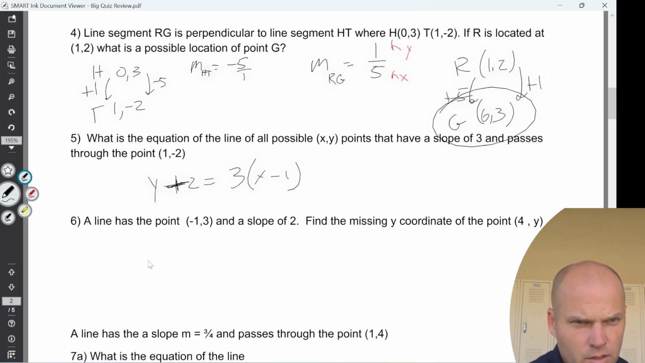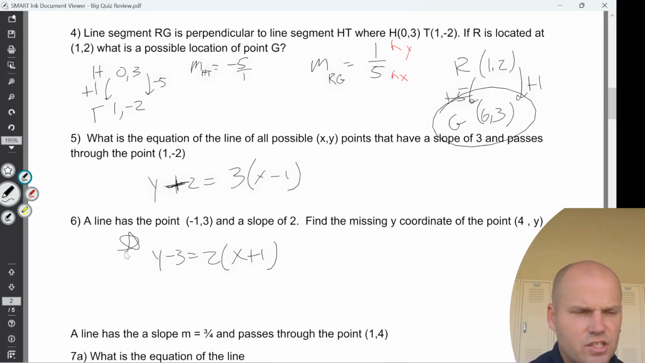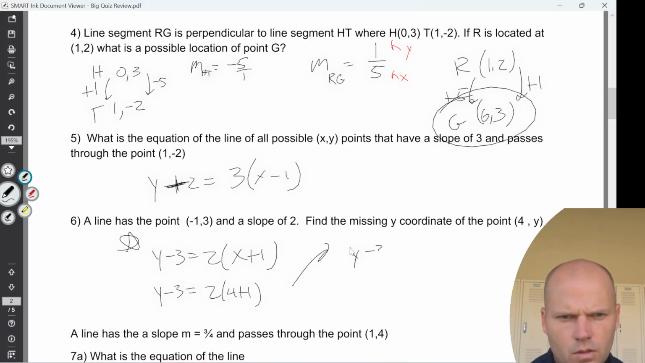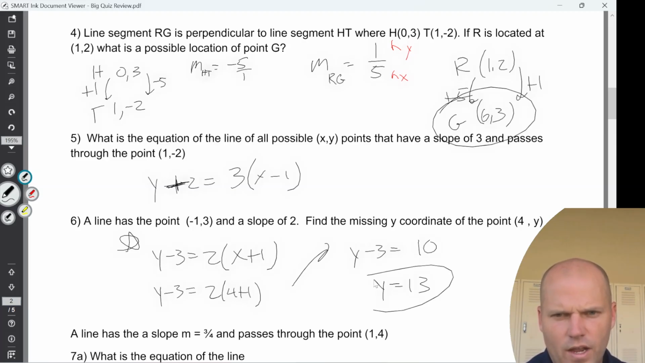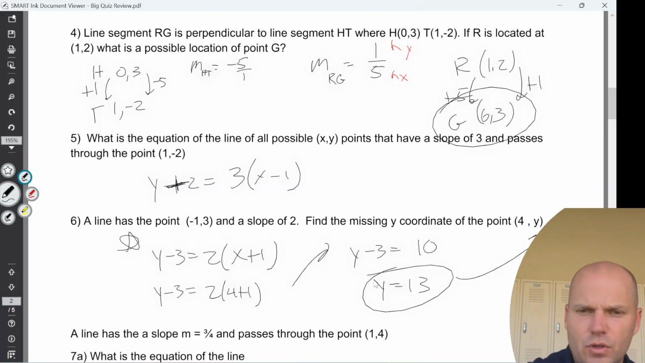Question 6, a line has the point -1, 3 and has a slope of 2. Find the missing y coordinate of point 4, y. Here we can start with the equation of all the possible x, y points. This is us using our slope formula to help find the missing point. We'll plug in 4 for x and find the y. Don't have to distribute. You can just do 2 times 5, which is 10, and then add 3, and I get that the y coordinate is 13. So 4, comma 13.